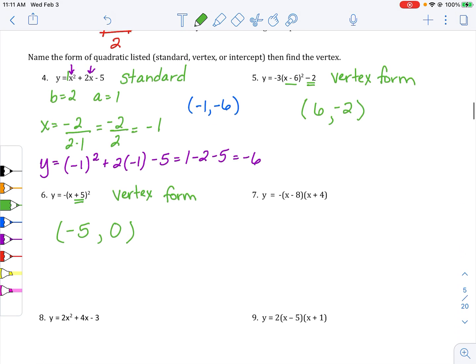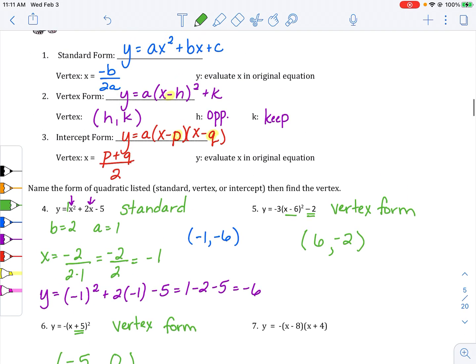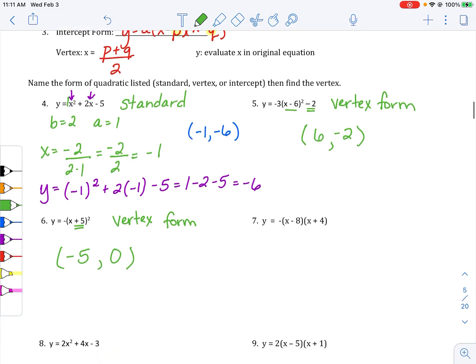All right, moving to number 7. I have y equals negative x minus 8 and x plus 4. This one has 2 parentheses. Looking back at our 3 rules, the one with 2 parentheses is the one called intercept form.